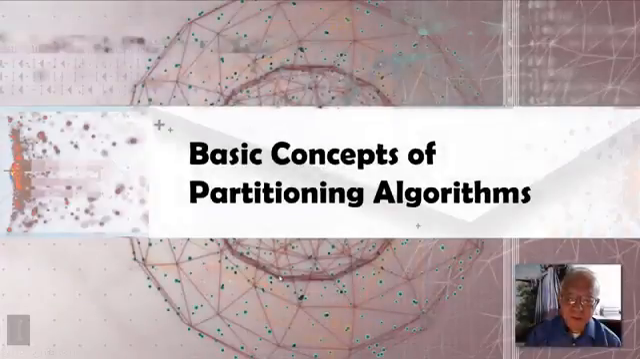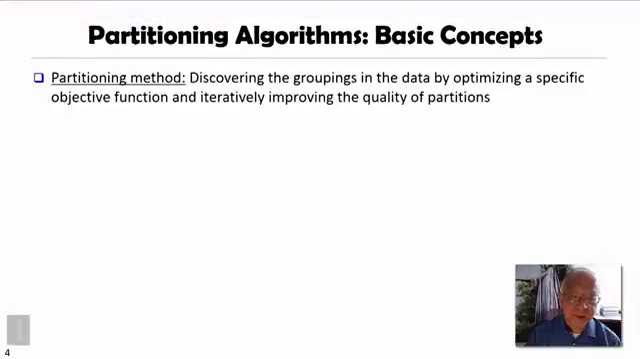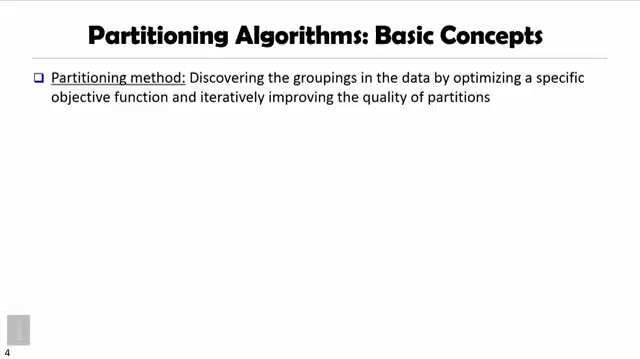So first, we will introduce basic concepts of partitioning algorithms. The partitioning method is essentially to discover the groupings in the data. That means you get k groups if you want to partition them into k groups by optimizing a specific objective function, for example, the sum of the square distance. And then we iteratively improve the quality of such partitioning.